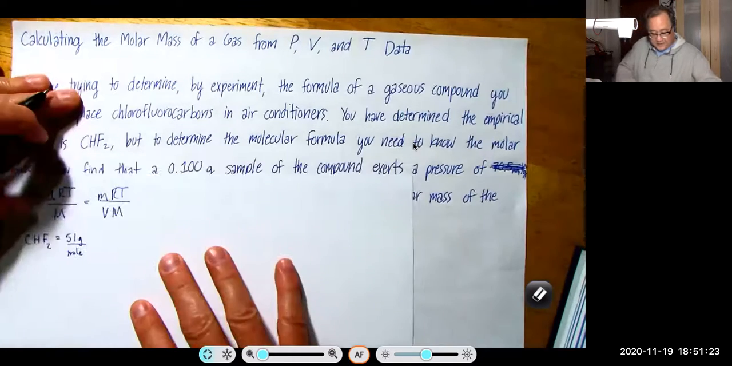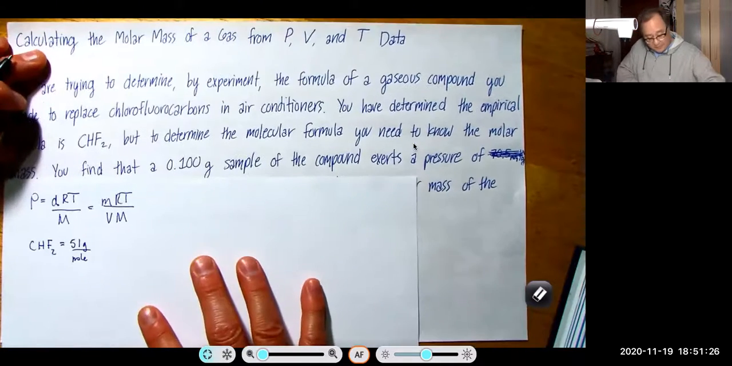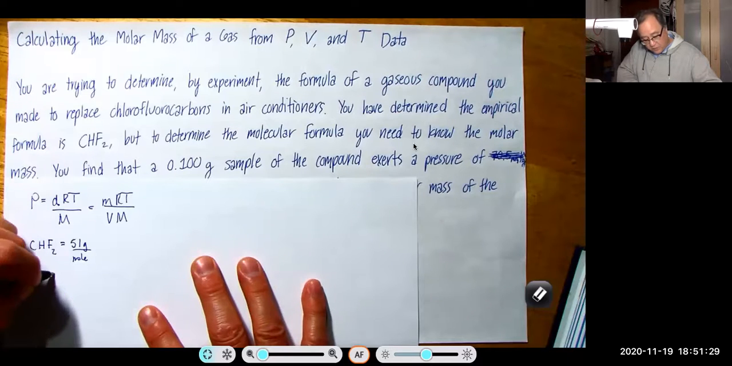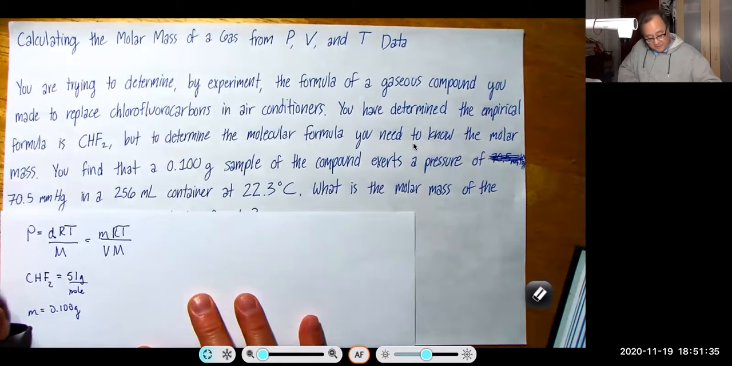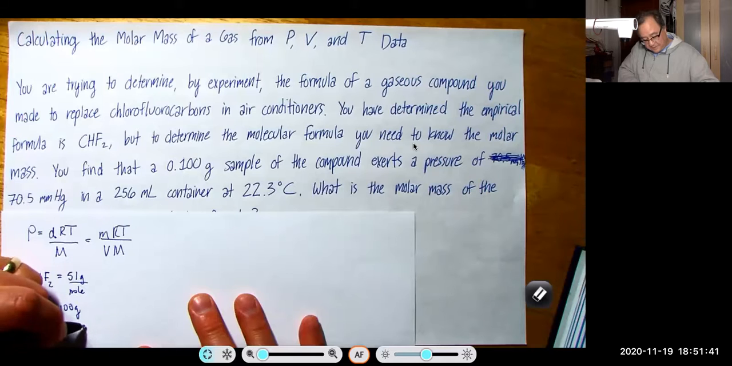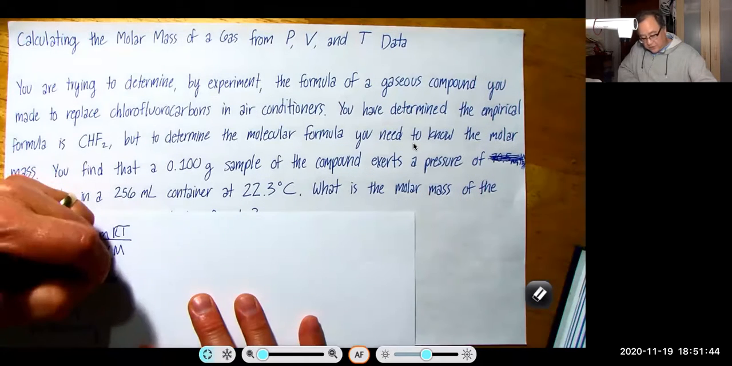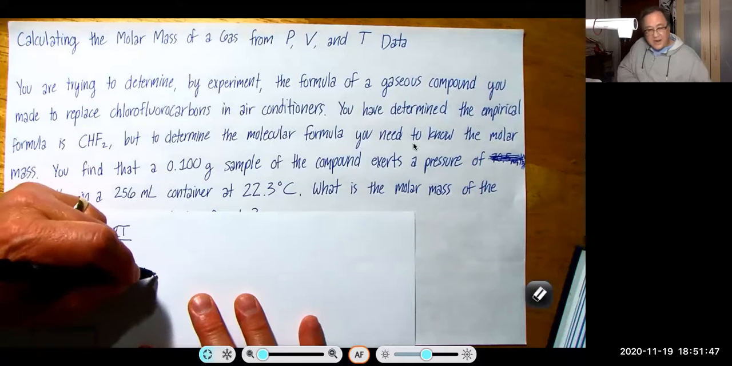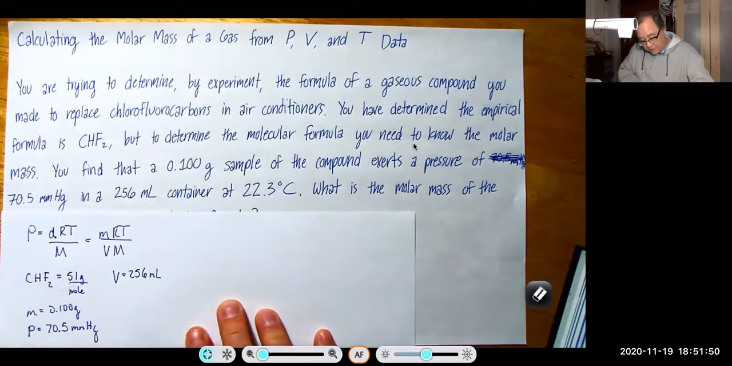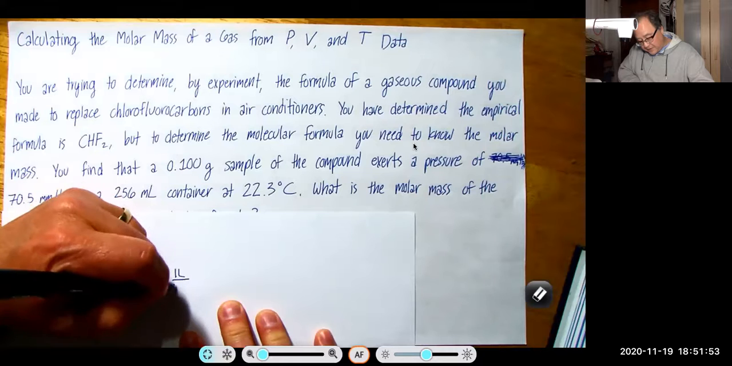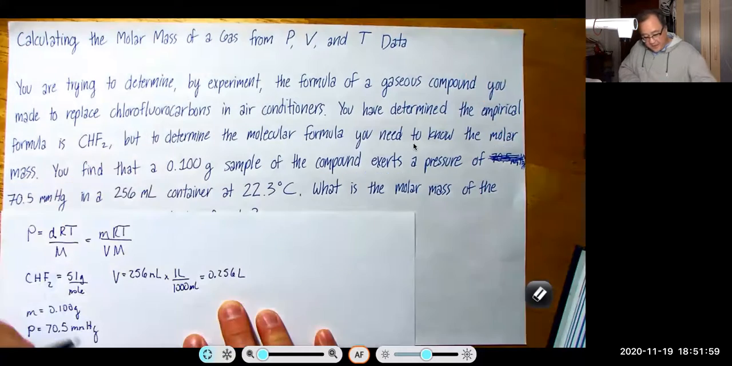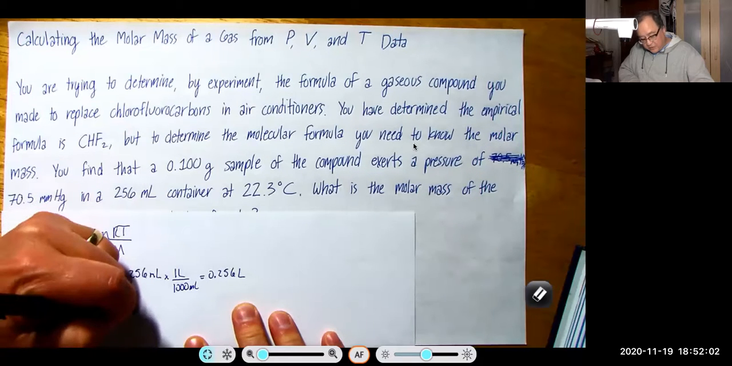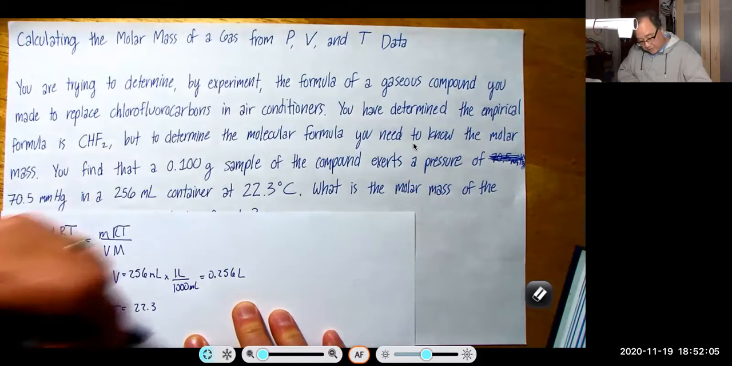We have that we have a 0.1 gram sample. So little m is 0.100 grams. It exerts a pressure of 750 millimeters of mercury, or 70.5 millimeters of mercury. And we have that the volume is 256 milliliters, which I have the feeling we're going to have to convert to liters. So I'm going to do that right away. 1 liter over 1,000 milliliters, which is 0.256 liters. And we have the temperature is equal to 22.3 degrees Celsius, which we also want to convert right away.